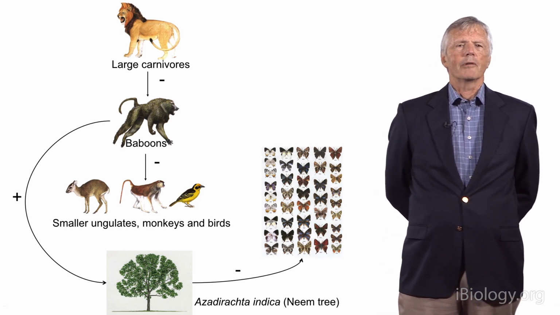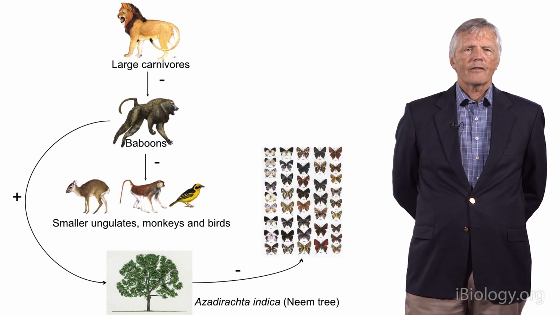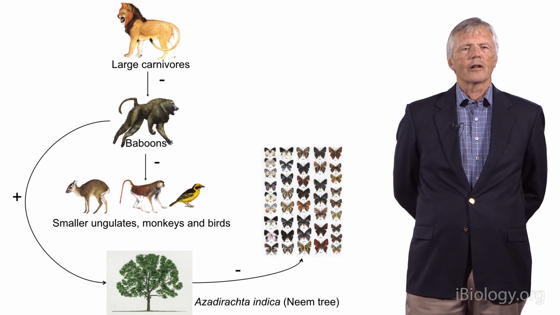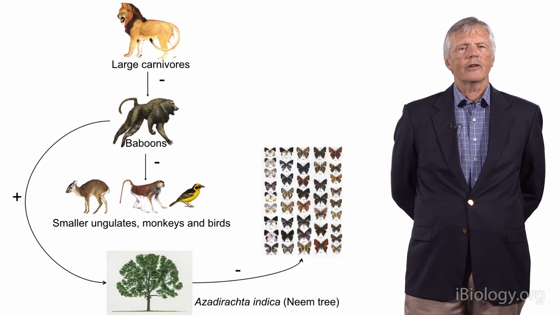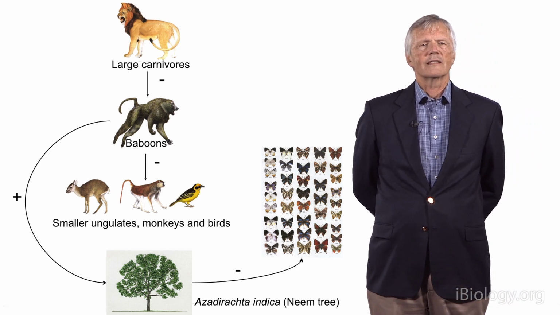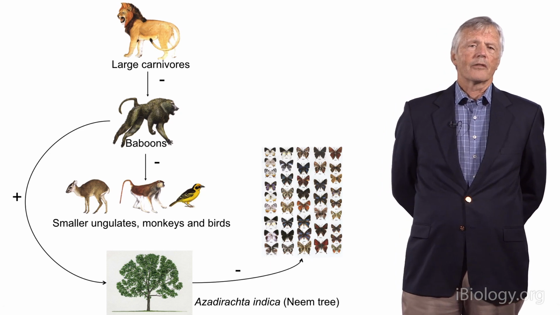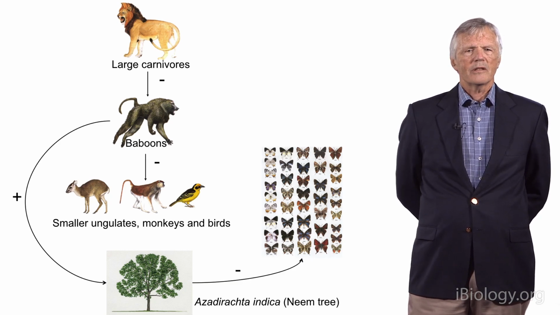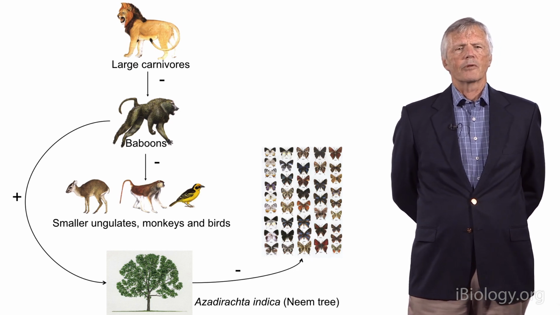So butterfly populations have been significantly depressed in these areas as a result of the loss of lions, as a result of the knock-on effect of the increase in baboons, and as a result of the knock-on effect of that, of the increase in neem trees and the increased toxicity of the various plants that the butterflies would otherwise be feeding on and that would be fueling their populations. So we see these complex interactions going across species that we might not otherwise expect would be affected by large predators.